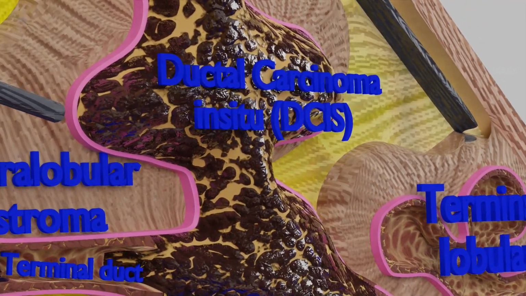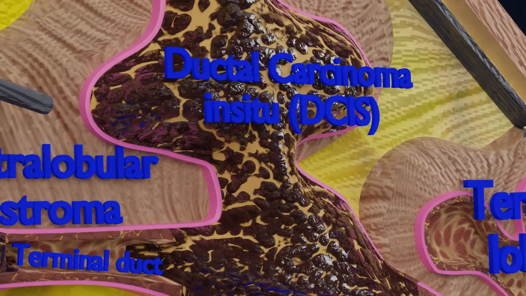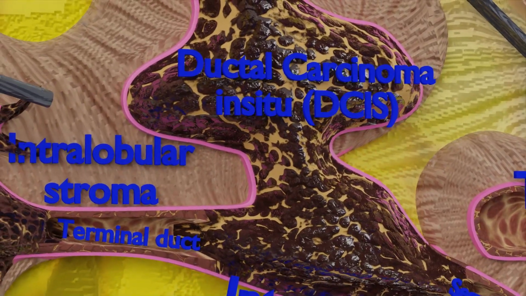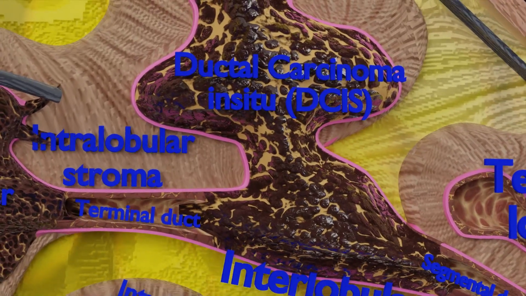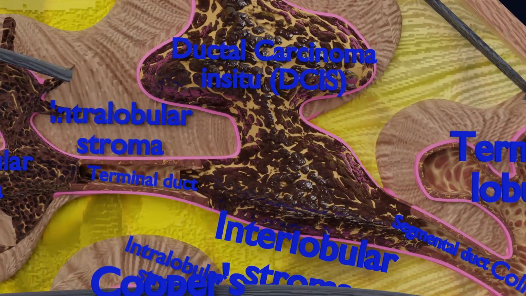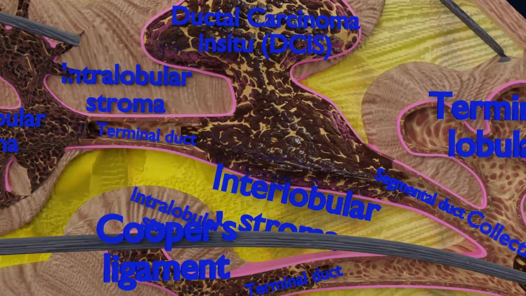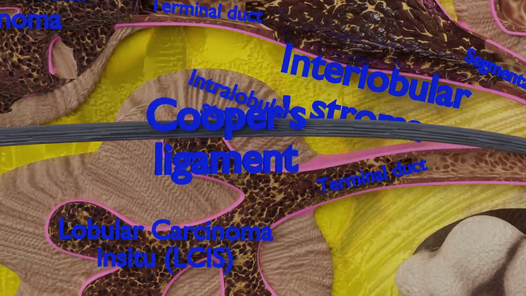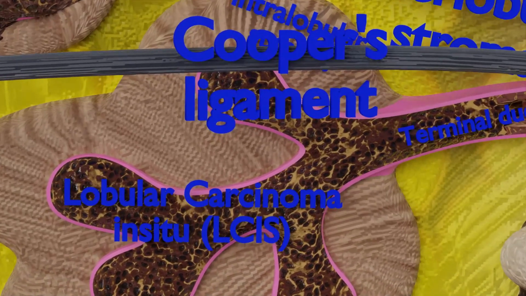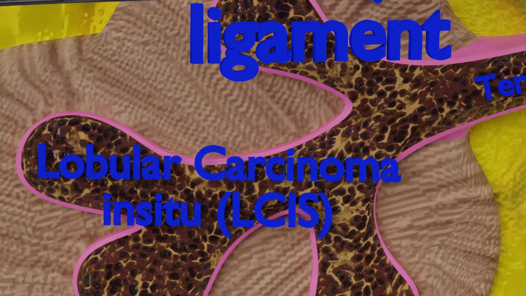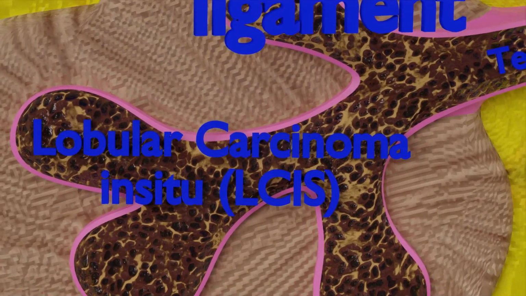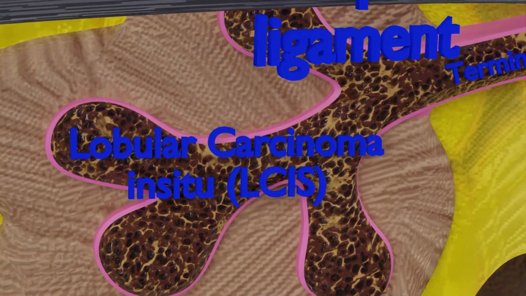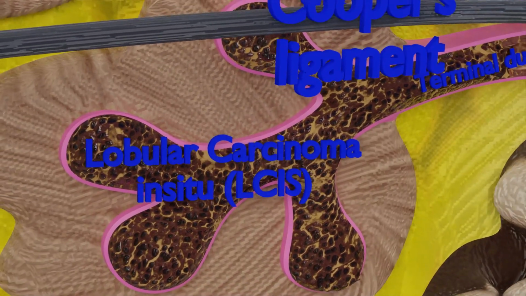DCIS, according to the size of the nucleus of its cells, can be classified microscopically as low and high nuclear grade. The DCIS seen here has a high nuclear grade identified by cells having large nucleus. In contrast, as you can see here, the LCIS, like the low nuclear grade DCIS and unlike high nuclear grade DCIS, has a uniform appearance with cells having monomorphic round nuclei.